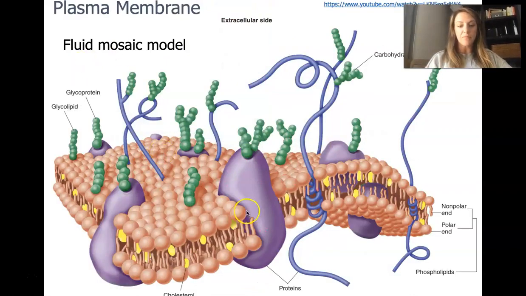Okay. Take a little closer look at the plasma membrane. I put a YouTube link up here too that you can watch at home. Okay. Remember, these slides are on Canvas, so you can access them there and access these links there as well.